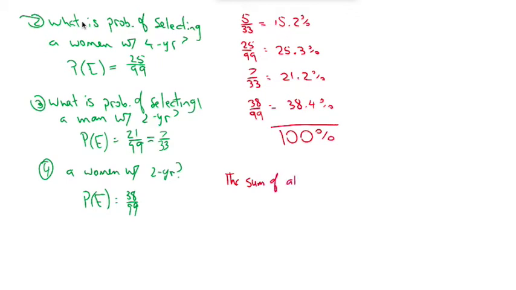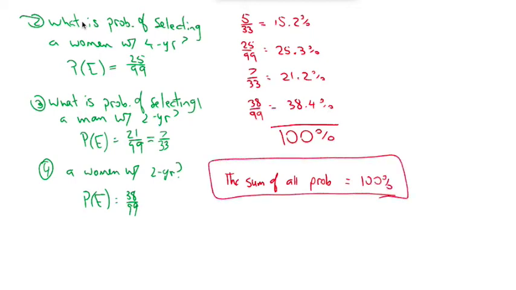The sum of all probabilities based on the same group equals 100%. That's one thing you have to realize. If you add up all the possible probabilities of an outcome, as long as they don't overlap, men are men, women are women, a 2-year degree is separate from a 4-year degree, all the events always have to add up to 100%.